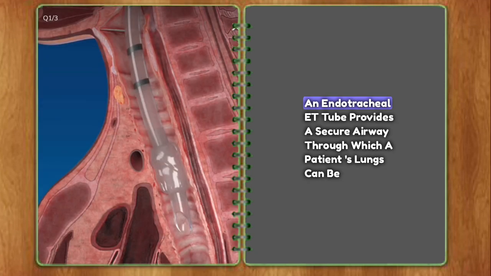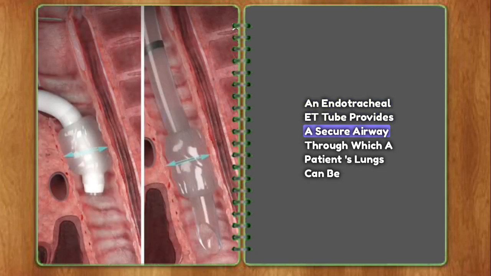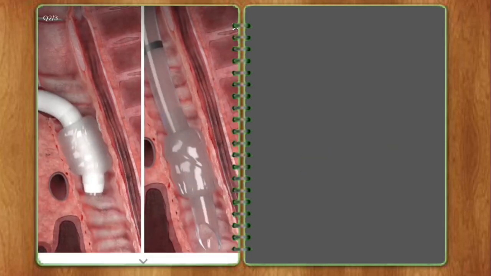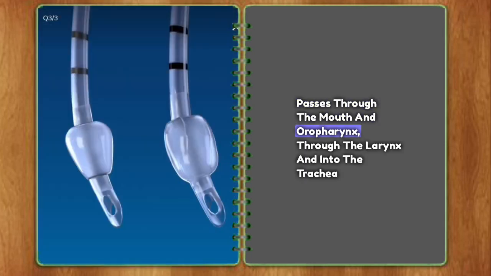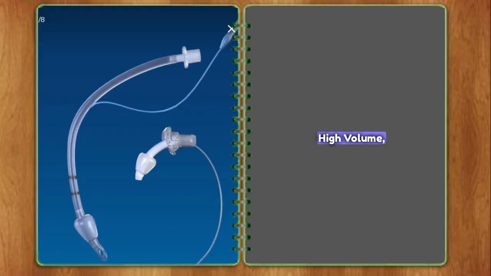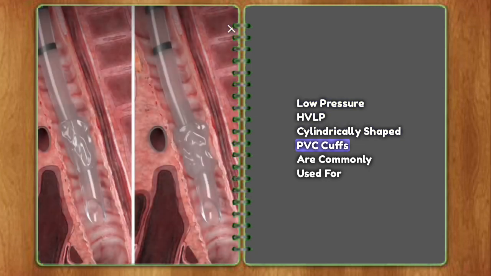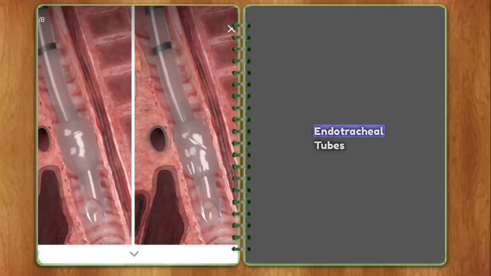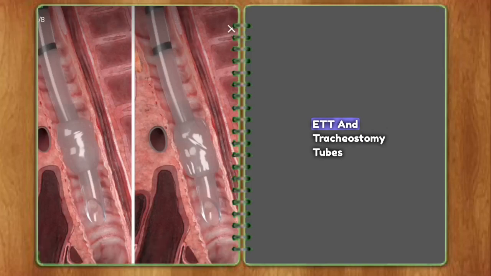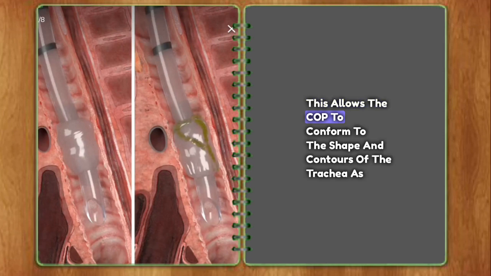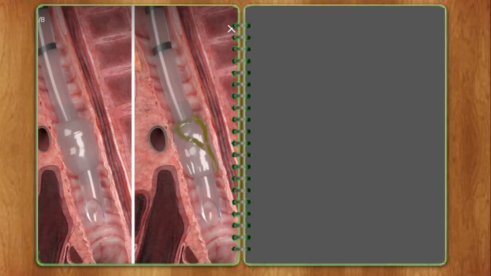An endotracheal (ET) tube provides a secure airway through which a patient's lungs can be ventilated. It passes through the mouth and oropharynx, through the larynx, and into the trachea. High volume, low pressure, HVLP, cylindrically shaped PVC cuffs are commonly used for endotracheal tubes, ETT, and tracheostomy tubes. This allows the cuff to conform to the shape and contours of the trachea as it inflates.